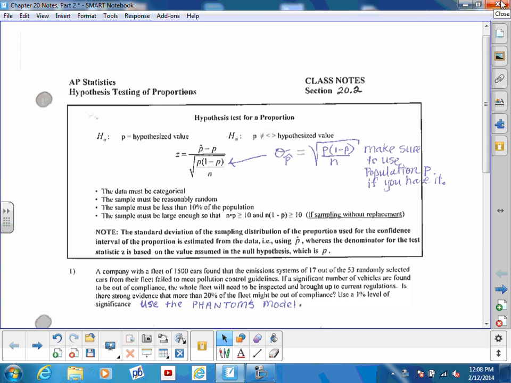Monday, I believe in this class we were able to start talking about the phantoms model and running a full hypothesis test. So we're going to practice that one more time today, and then you can work on your assignment.